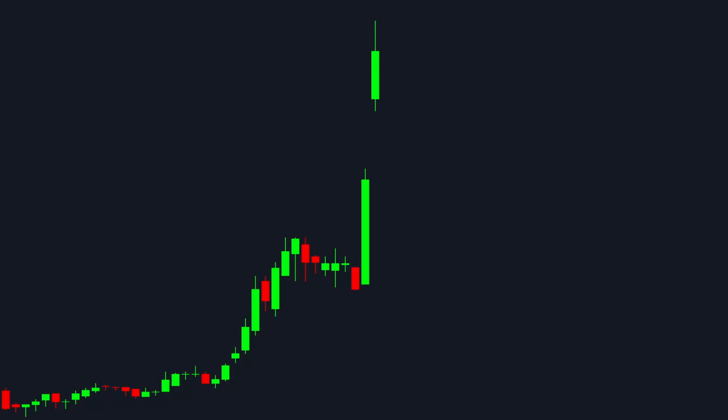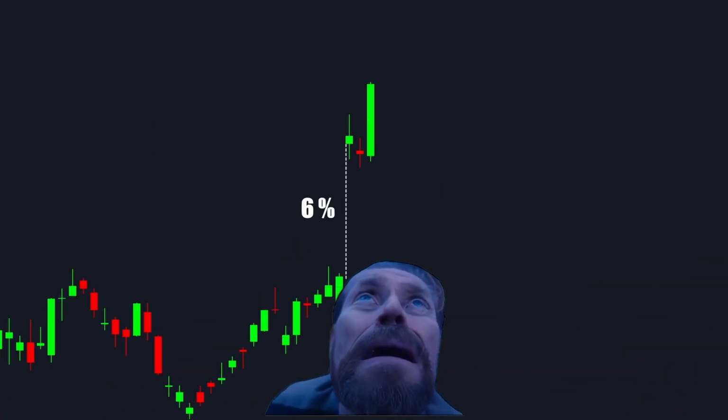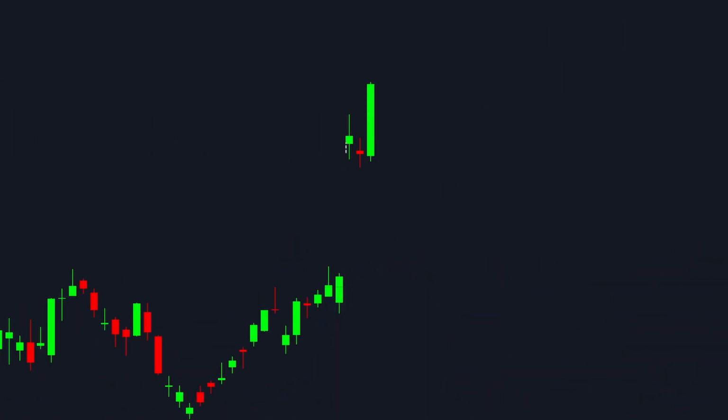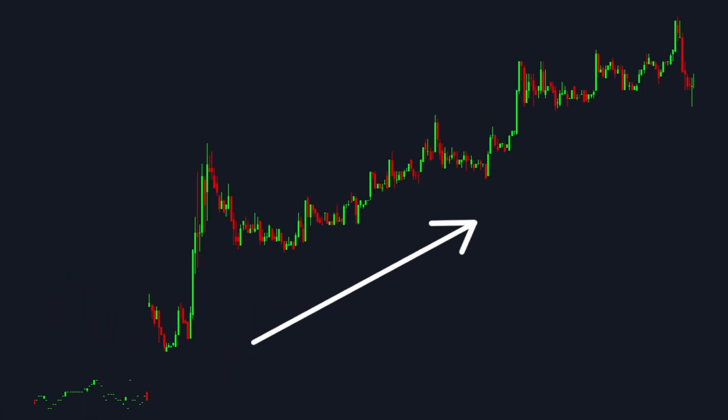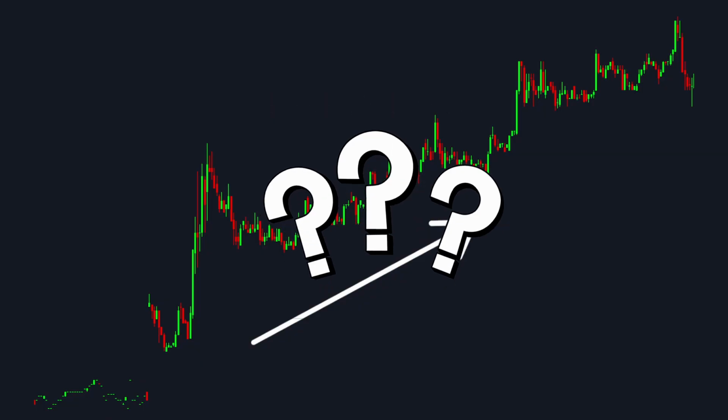Often you see moves like this or this, where the chart makes jumps in between days. We call them gaps in the market. But those who continue the move intraday are called gap and go. But how does this happen?